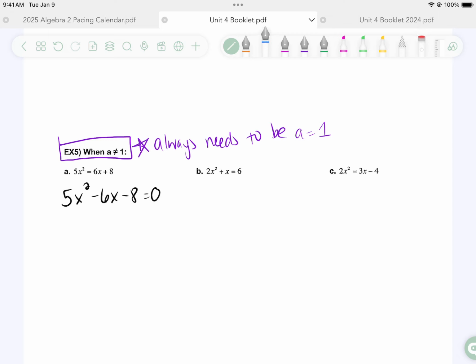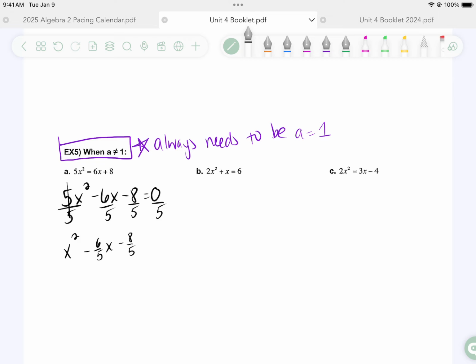So I'm going to go ahead, I got to get that a value to 1. So divide everything by 5. That way, it goes to x squared minus 6/5 x minus 8/5. Now, you probably want to put those into decimals, but do not convert to decimals. It actually makes it harder.